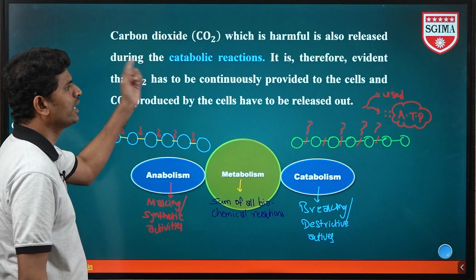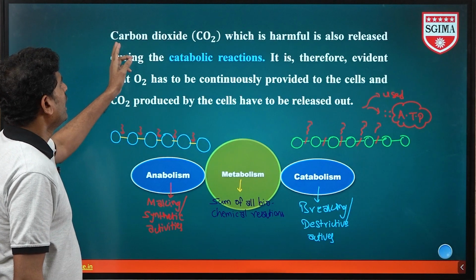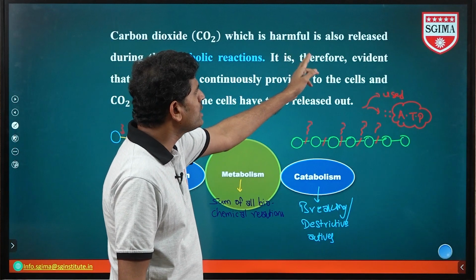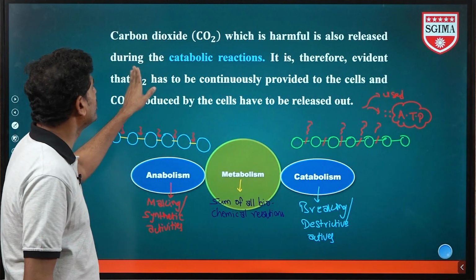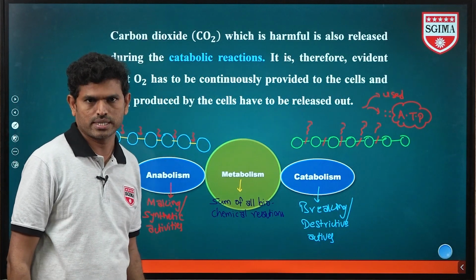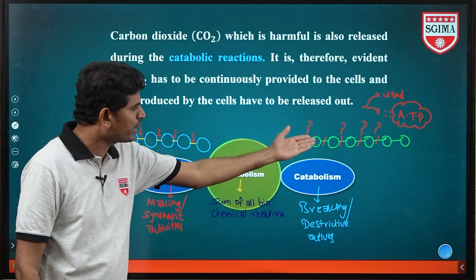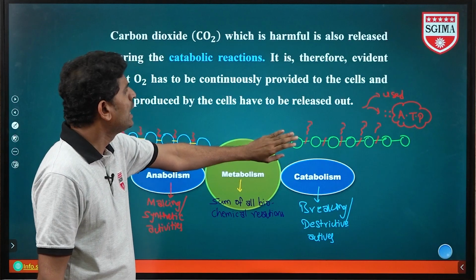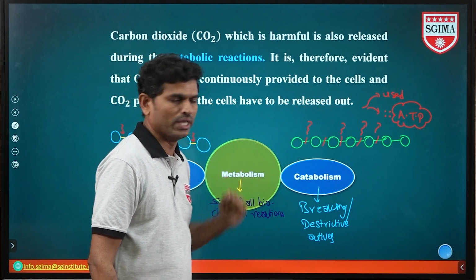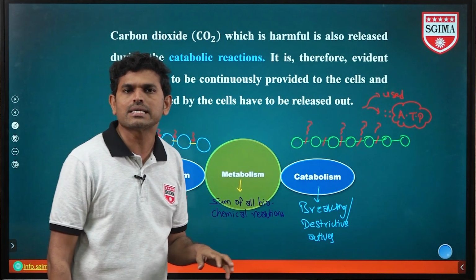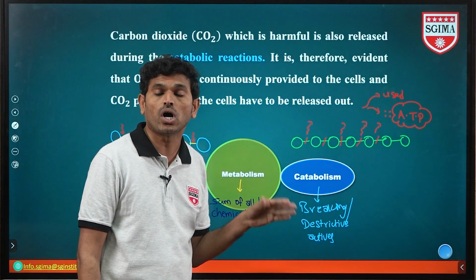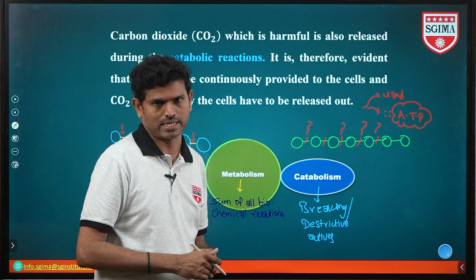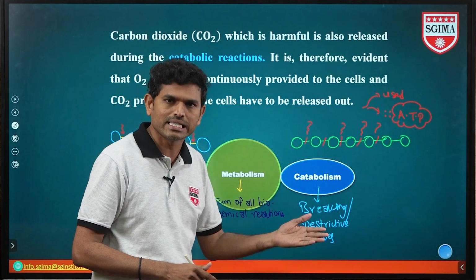Here it is. What they have given: carbon dioxide, that is CO2, which is harmful, is also released during the catabolic reactions. During the catabolic reactions, with the breakdown of these bonds, oxygen will be utilized and carbon dioxide will be released. This carbon dioxide is harmful to our body or cells. It will disturb the other metabolic activities. That's why we have to send it outside.